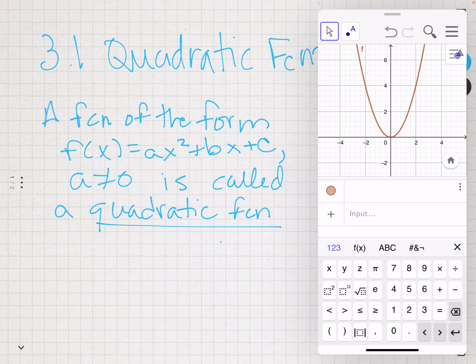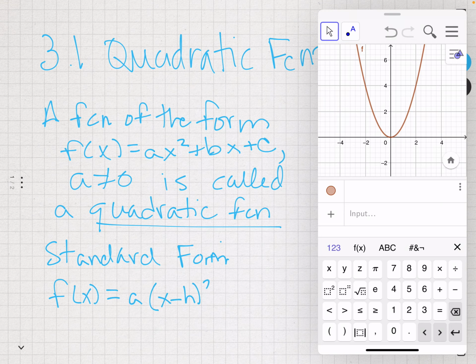Whenever we talk about a quadratic function, we're often going to want to talk about standard form. The standard form of a quadratic function looks like this: f of x equals a times (x minus h) squared plus k. A still won't be 0. And then we're going to have special names for h and k, because the point (h, k) is called the vertex. Let me go on to the next slide and we'll unpack this standard form a little bit more.